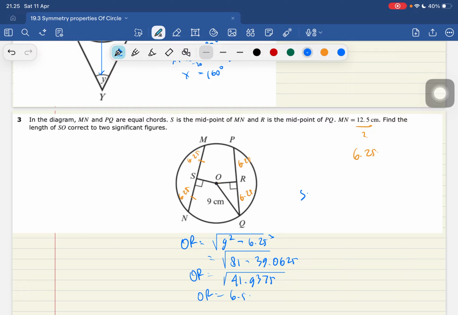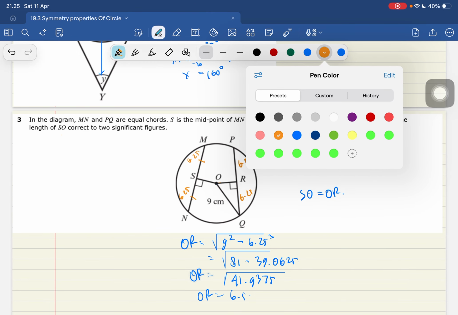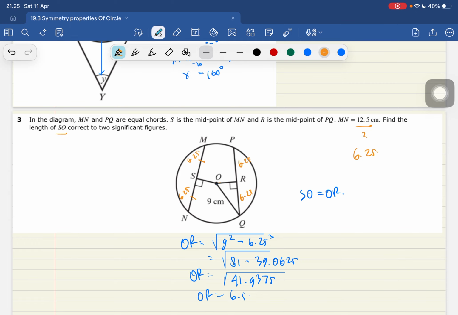As SO equals OR, SO is going to be 6.5. What is the unit? Centimeter.